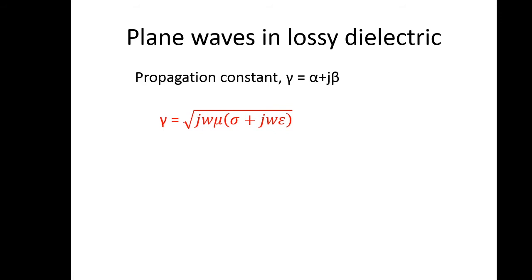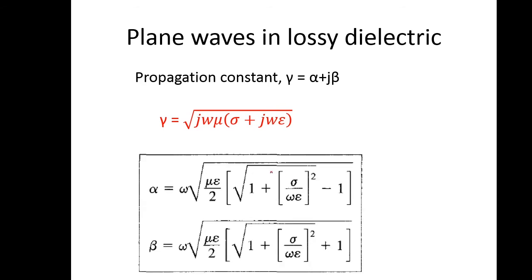Okay. So you are familiar with all these terms. This is sigma, this is propagation constant, mu is permeability, sigma is conductivity, and epsilon is permittivity. This omega is angular frequency.